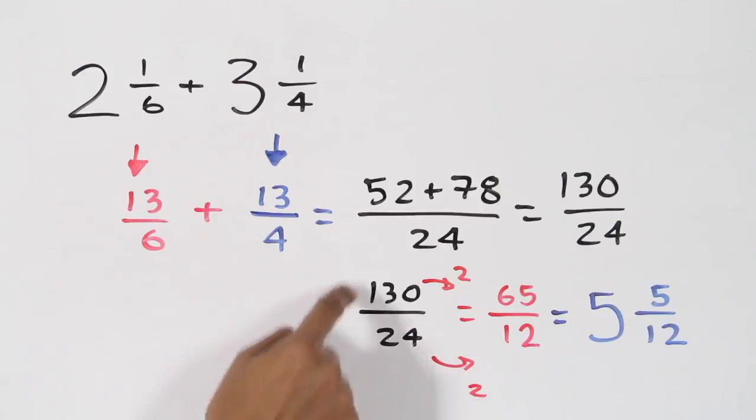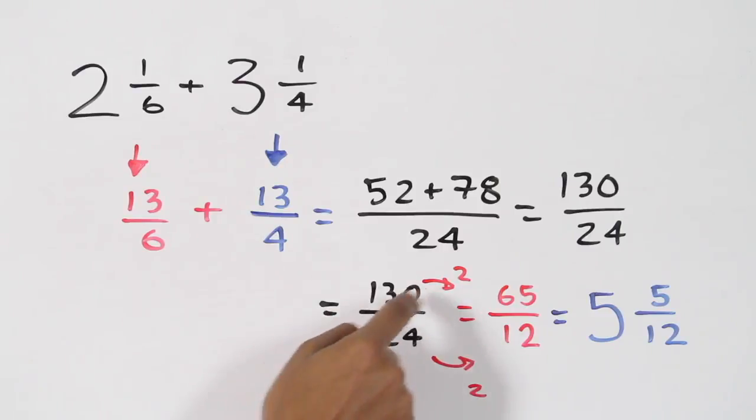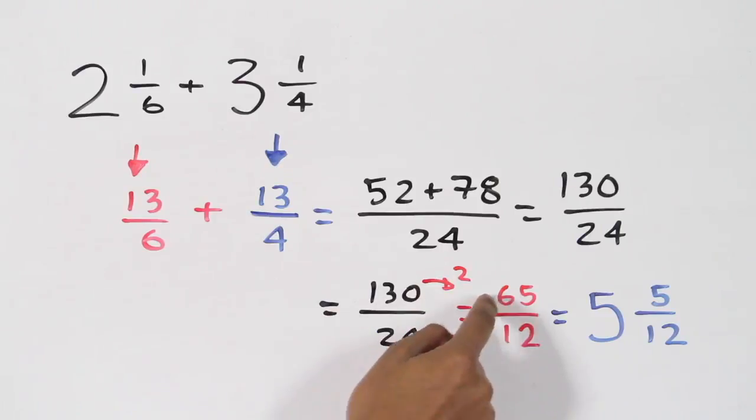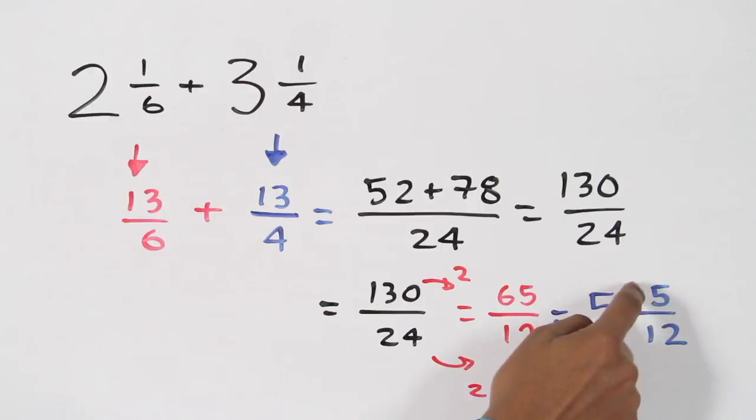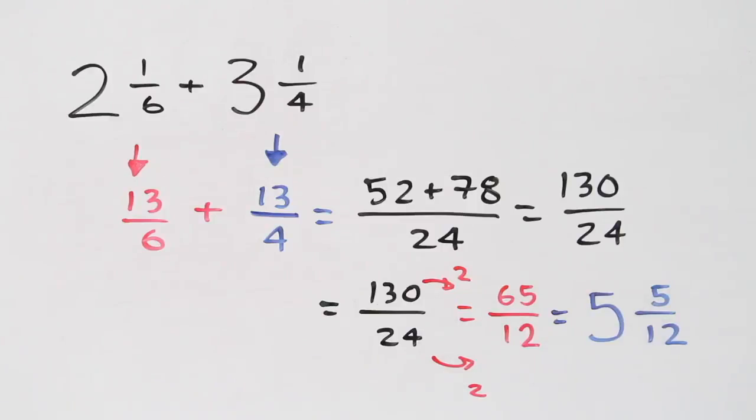Because both numbers are even, they can be divided by 2. And this is the simplest form of the answer, but it can also be represented as a mixed fraction. Just divide 65 over 12. It goes 5 times with a remainder of 5. And we're done.